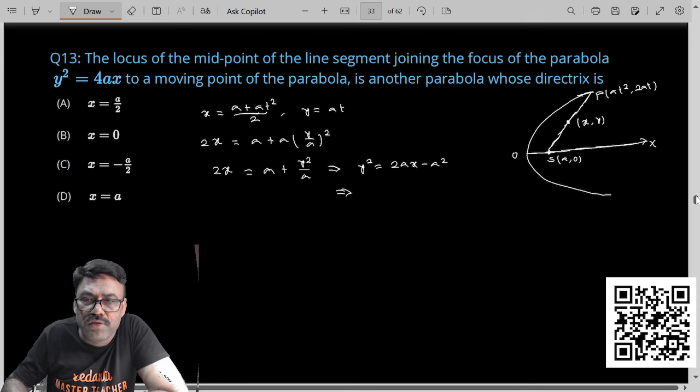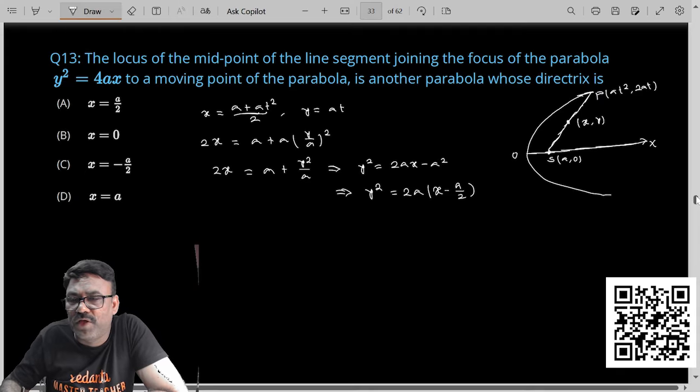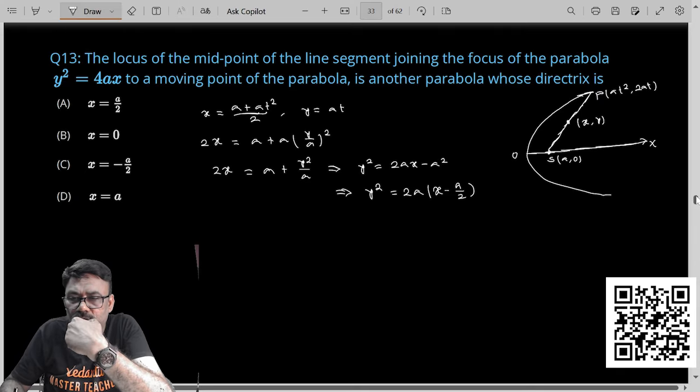Or I can write it as y square is equal to 2a times x minus a by 2, and this locus is also a parabola. This is the locus, in fact, and this locus is also a parabola. Now I need the directrix of this locus.